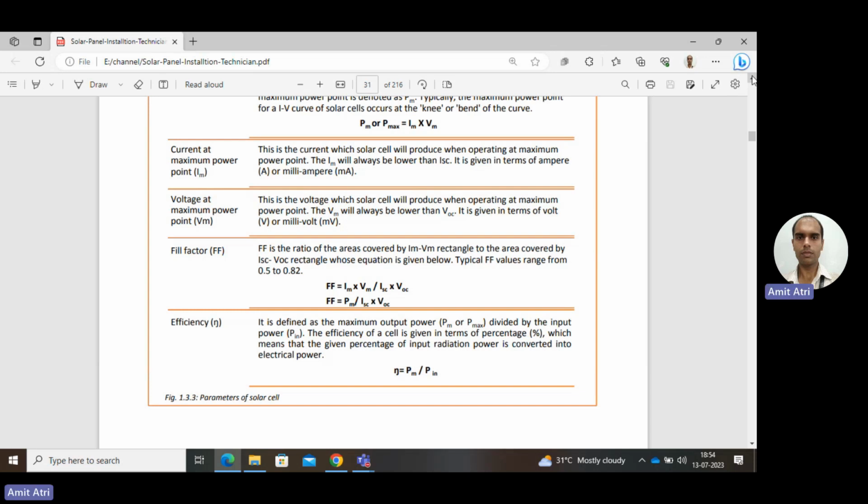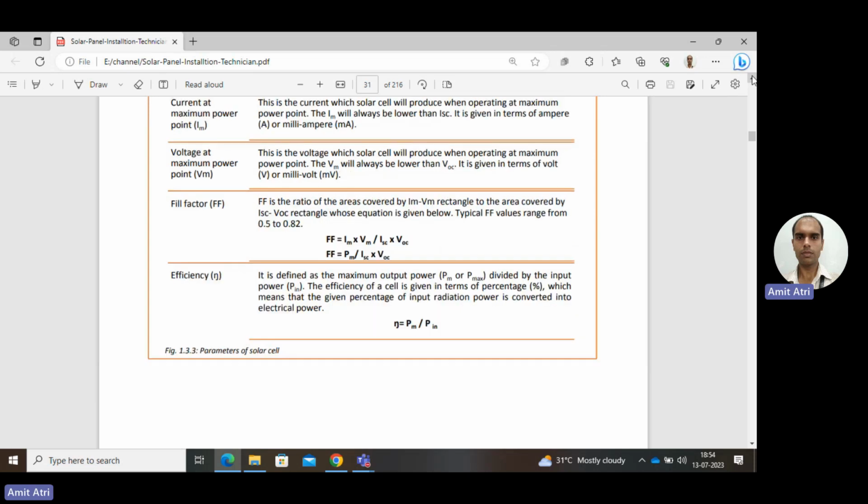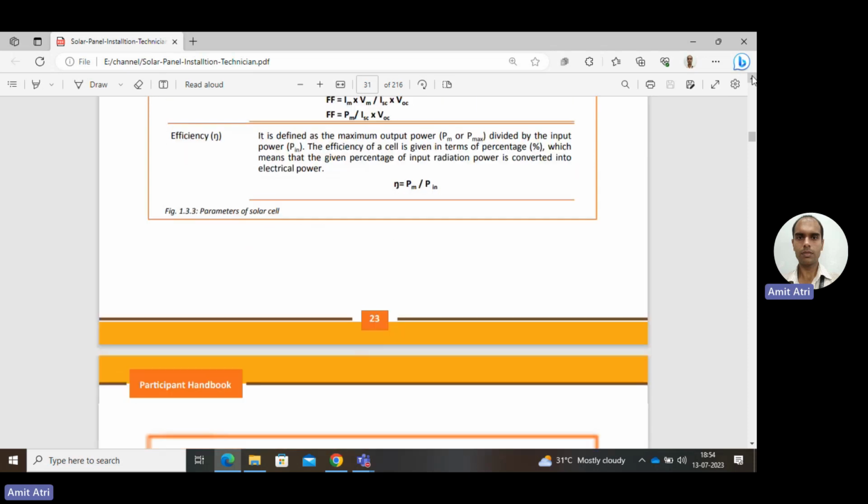Efficiency, next thing. Efficiency is the maximum output power divided by the input power, the ratio of the output and the input. It is given in terms of percentage. So what is the input here? Input is in the form of solar radiation. Output is in the form of electrical power. The ratio of both of these powers is the efficiency.